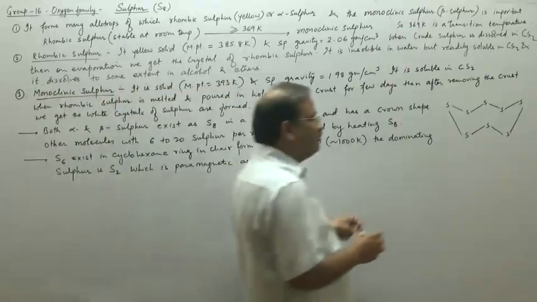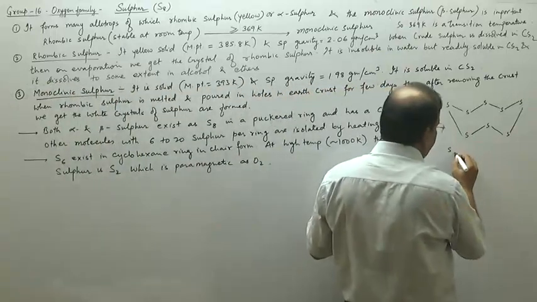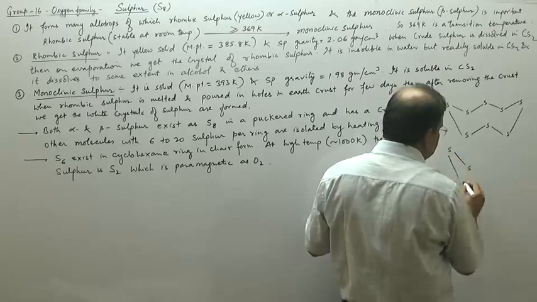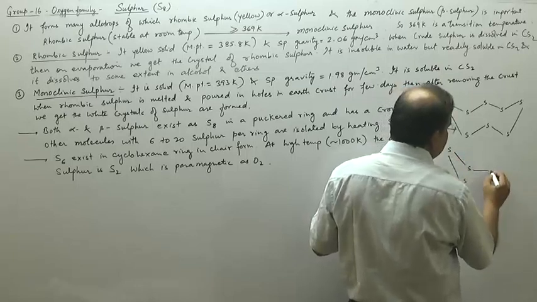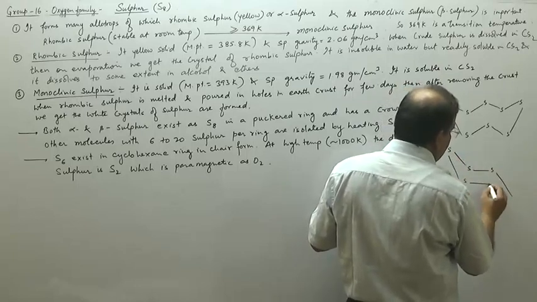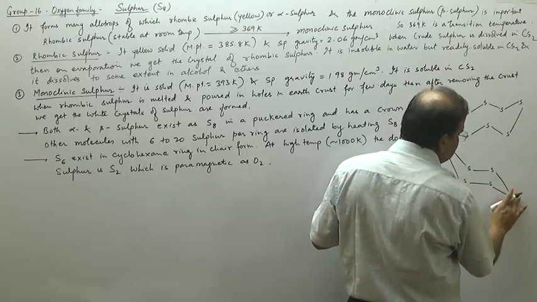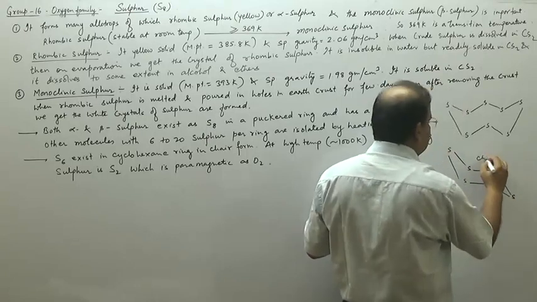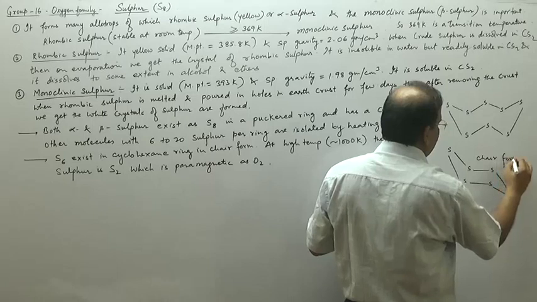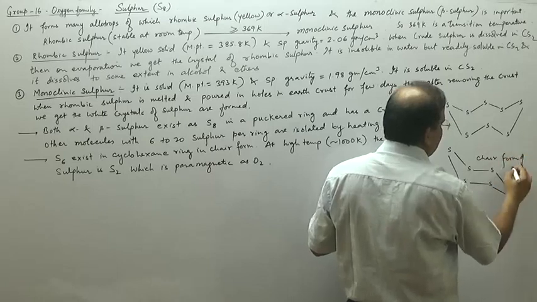The chair form of sulfur is like this. We are going to write the chair form of sulfur like this. So this is the chair form of S6.